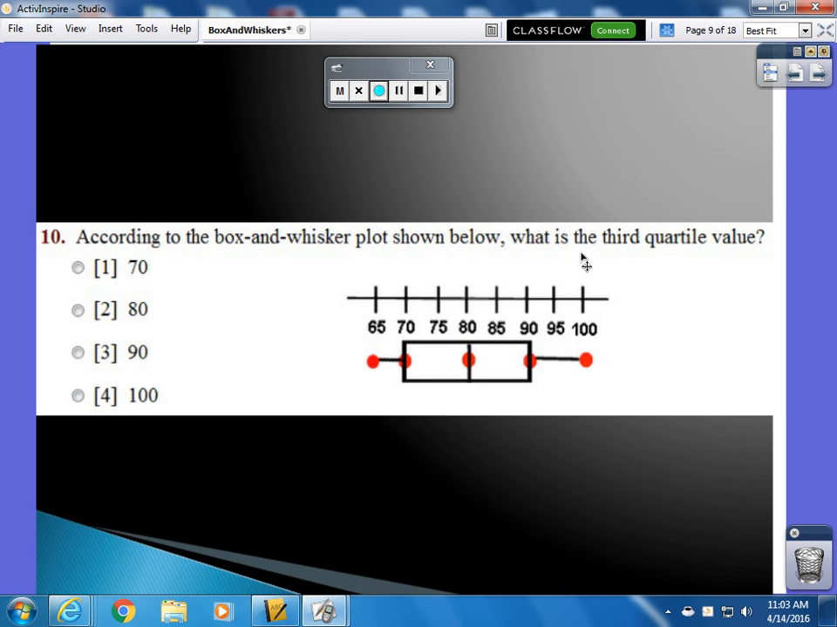So according to the box and whisker plot shown below, what's the third quartile? You're looking at your lower extreme, your Q1 or lower quartile, your median, and then here is your Q3 or upper quartile. And then 100 is your upper extreme. So 90 is the correct answer there.